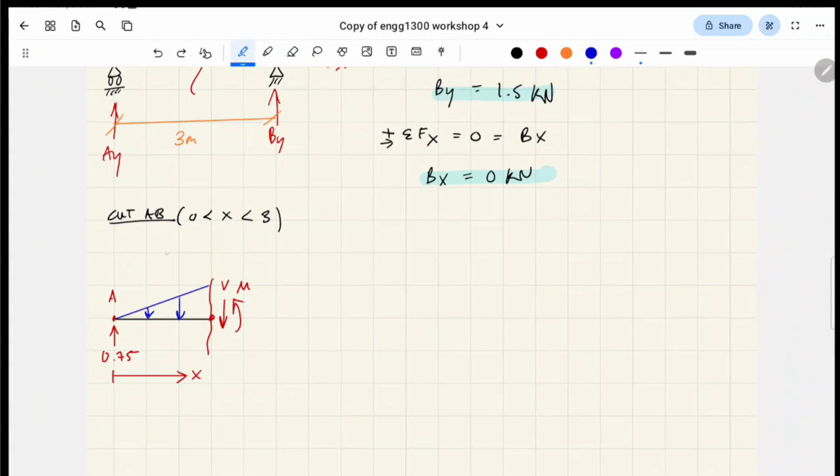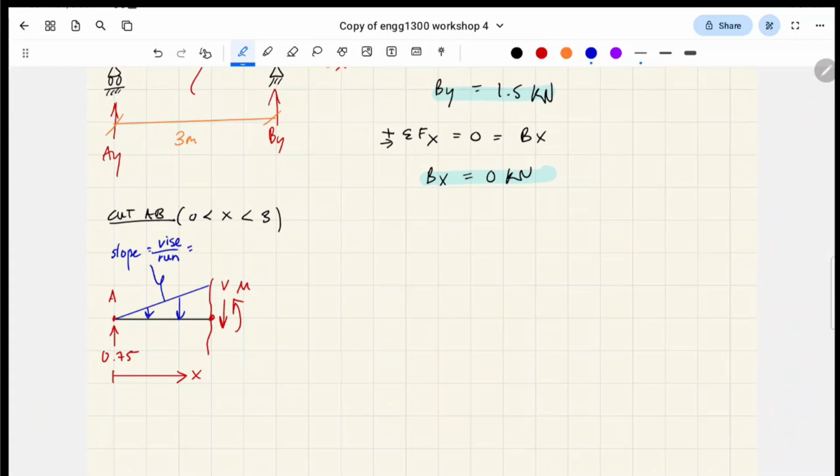Here's something to notice. What is the slope of this triangle? The slope is equal to rise over run, which we know because it's linear. It's linearly increasing in this case.